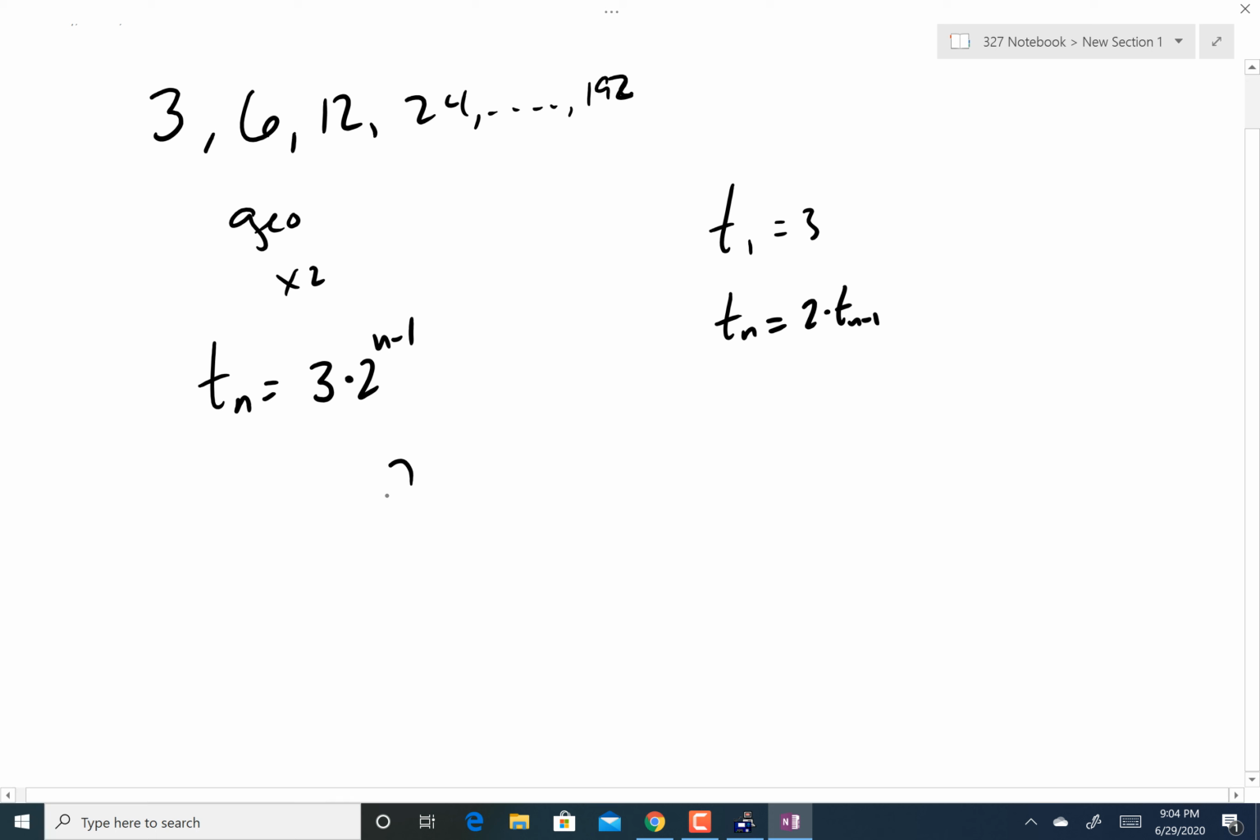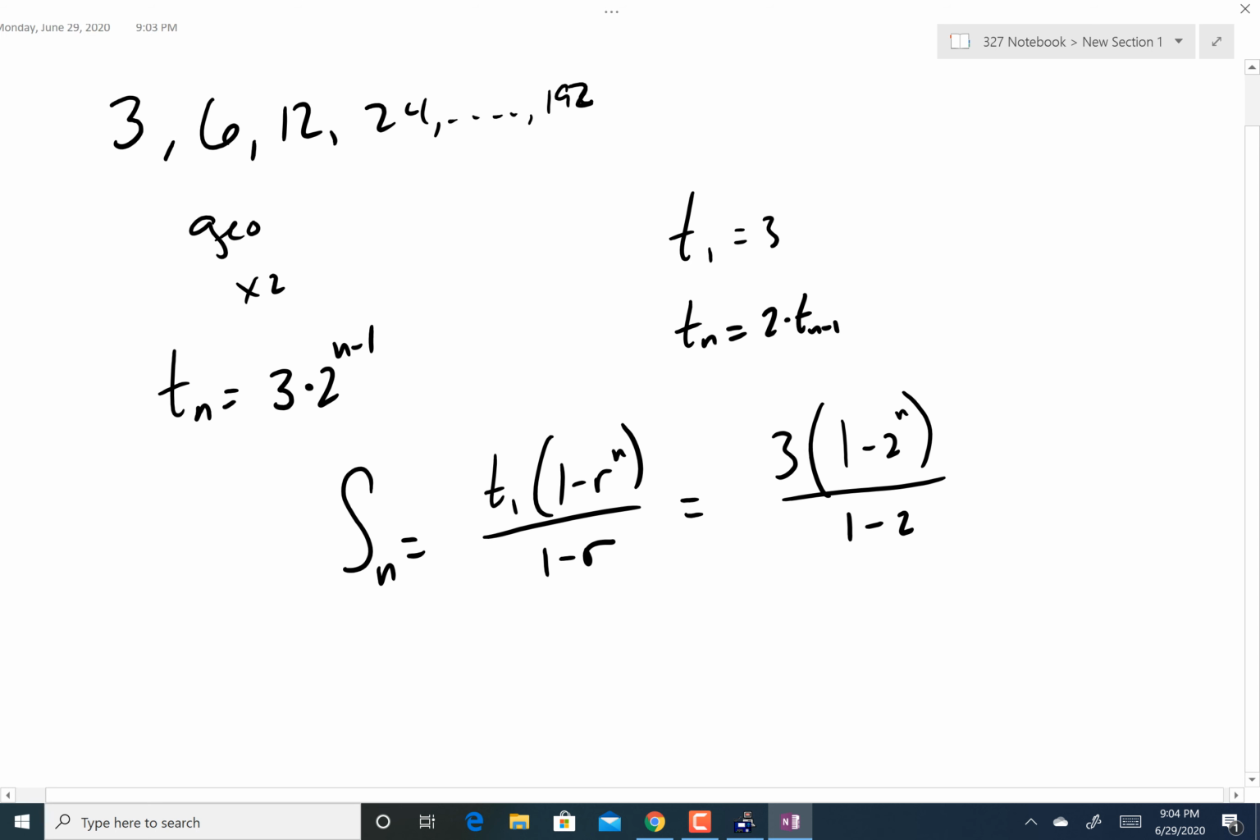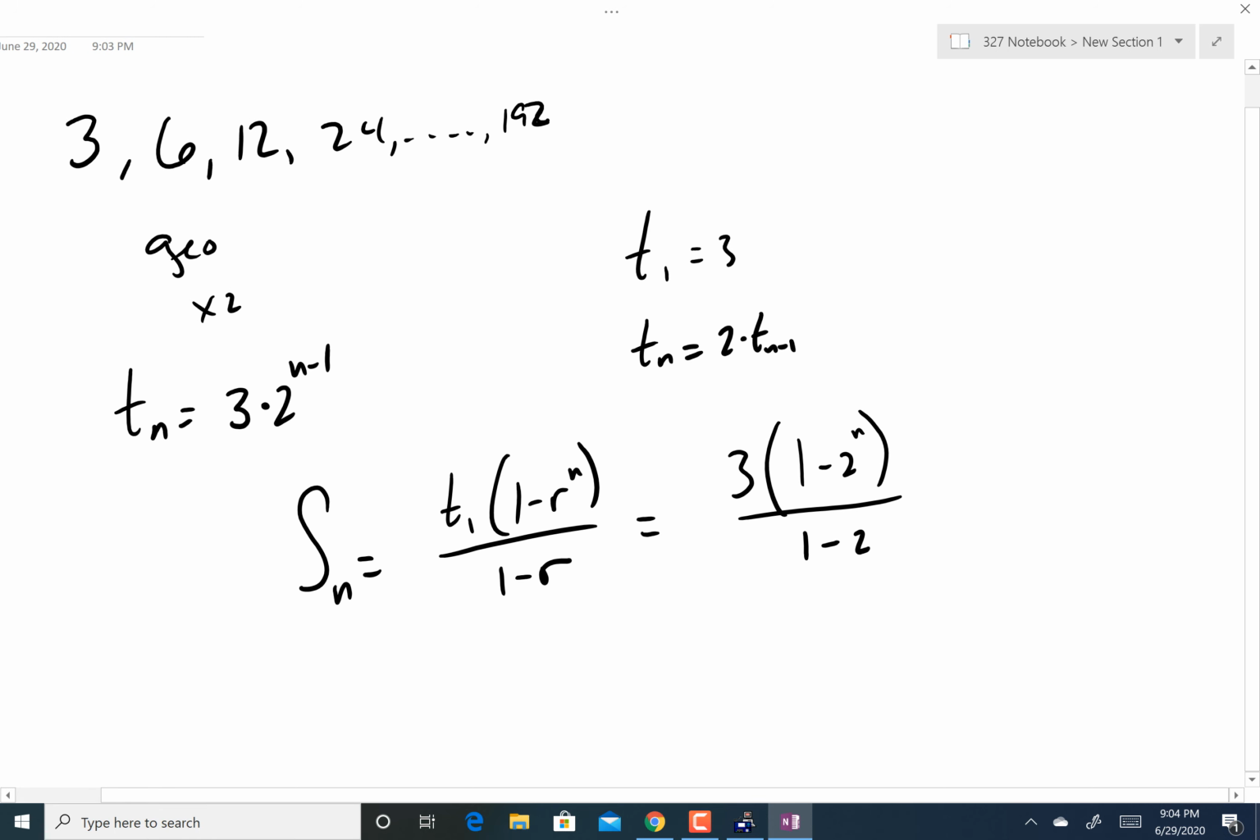Okay, to find the sum, one simply does this. You would take t1 times 1 minus r to the n, over 1 minus r. And no, I'm not going to prove why that is. It is what it is. So it's going to be 3 times 1 minus 2 to the n, I don't know what n is yet, over 1 minus 2. Okay? So let's think about that for a minute. I need to know what n is. Well, fortunately, I have a formula that will tell me it.